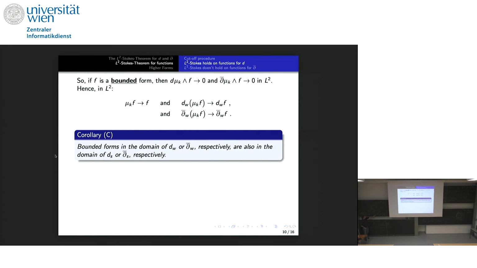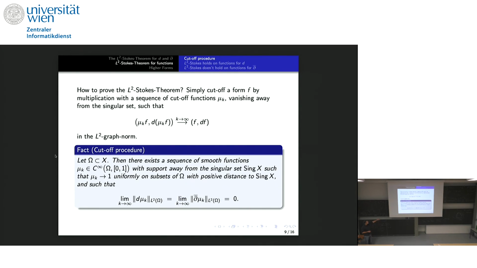No, this here goes to 0 in L2. You really have to look at how it is defined and when you need to make computations. Yeah, it's a specific construction. Arbitrary cutoff functions will not work. It is a specific construction, so there exists such a thing.